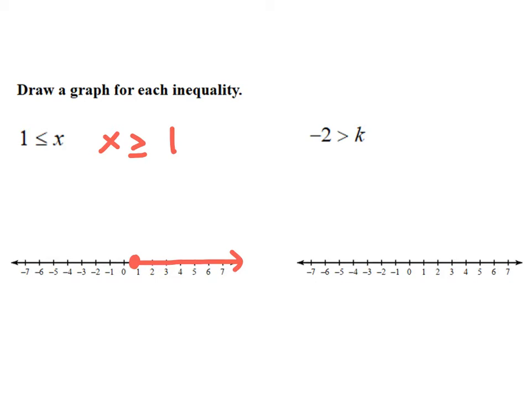We're going to rewrite our inequality here. So we put k on the left side and -2 on the right. And since the inequality symbol was open towards the -2 originally, we're going to open it towards the -2 for our new graph. So we find -2, use an open circle since we don't have the line beneath it, and we're going to draw our arrow.